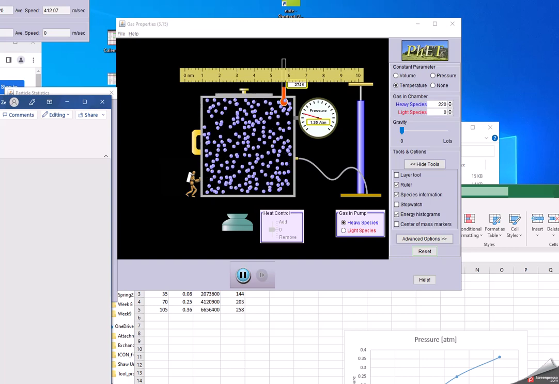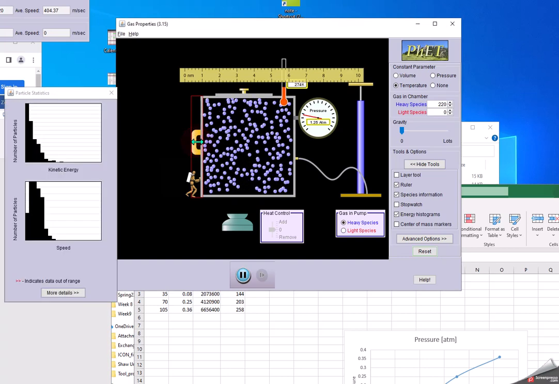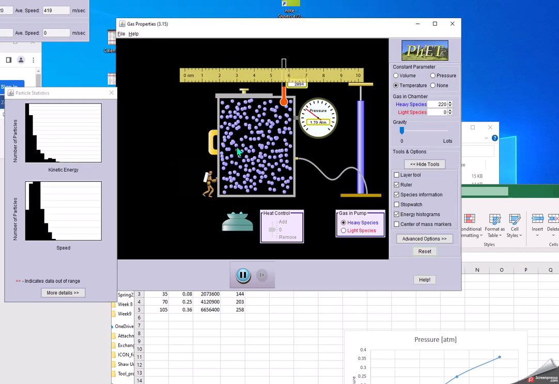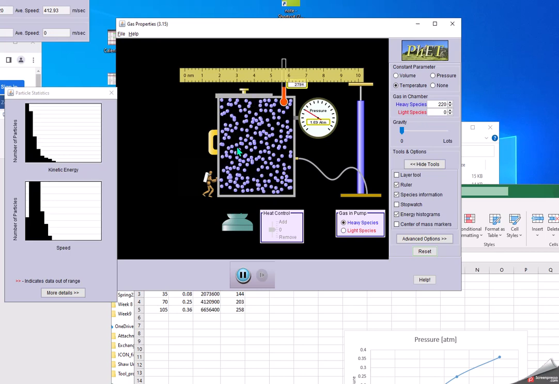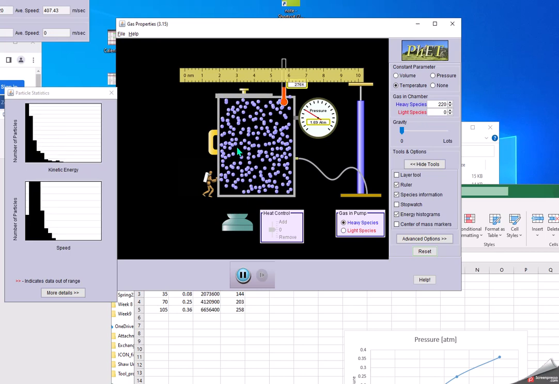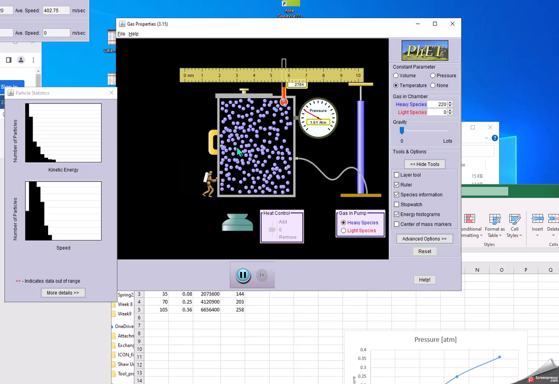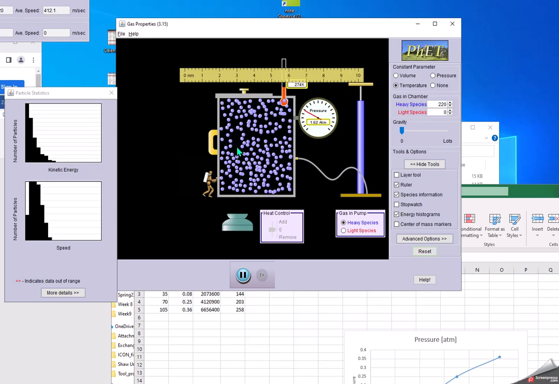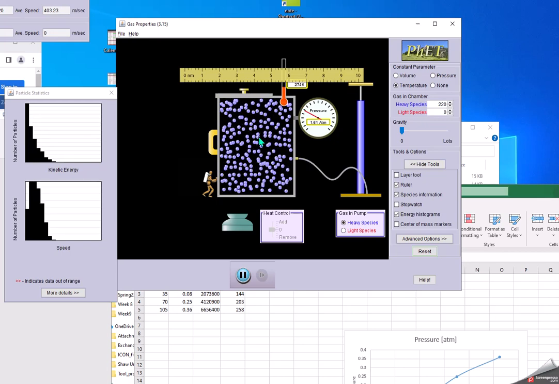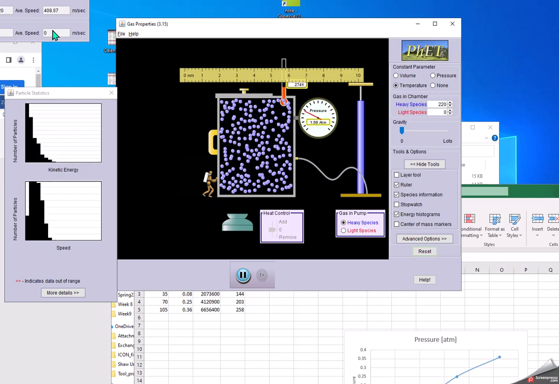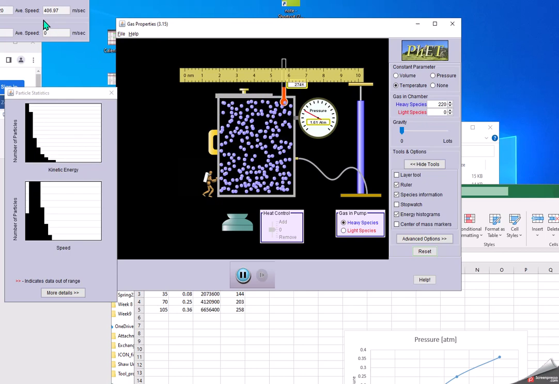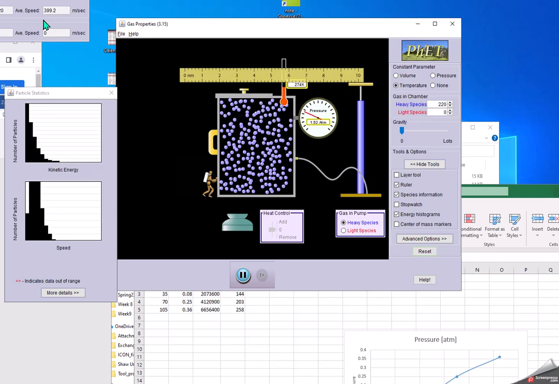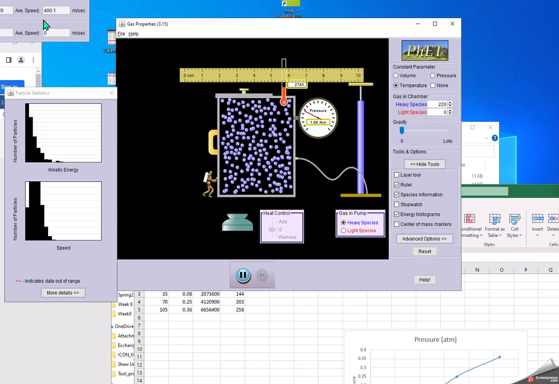Let me do one more time. You make it 2, squeezing it smaller. Whenever the temperature is constant, the speed is constant. It's not changing much, so temperature only depends on this. We hold the temperature constant, so you see the speed not changing much. Temperature is nothing but kinetic energy, so constant temperature means constant kinetic energy.